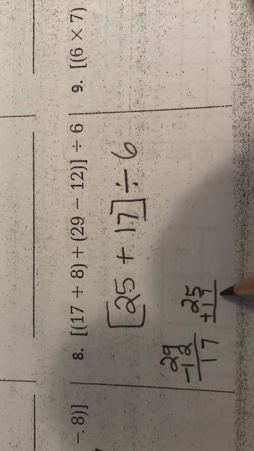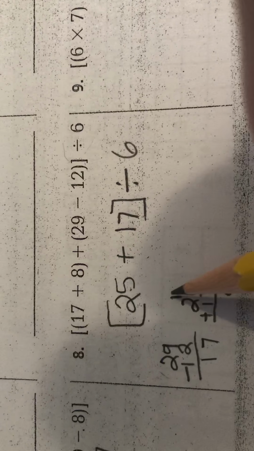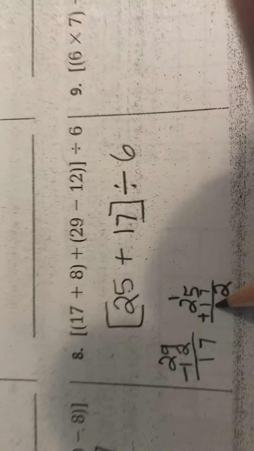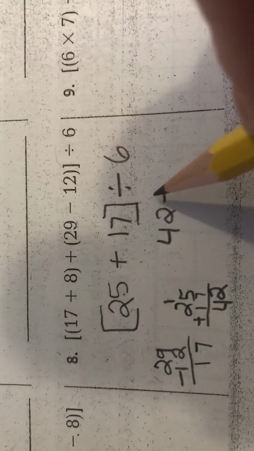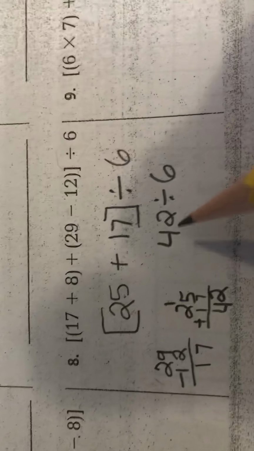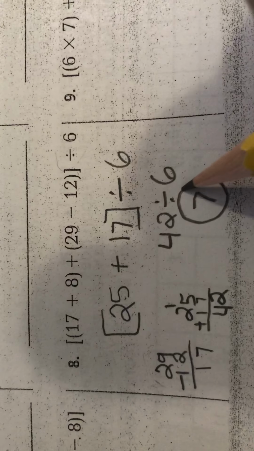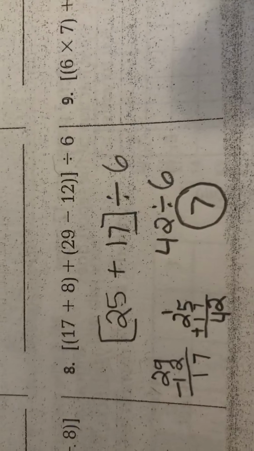So 5 plus 7 is 12. Carry the 1. 2 plus 1 plus 1. So 2, 3, 4 is 42. So now I have 42 divided by 6. So 42 divided by 6 is 7. So the answer for this one, number 8, is 7. Okay, let's look at number 9.